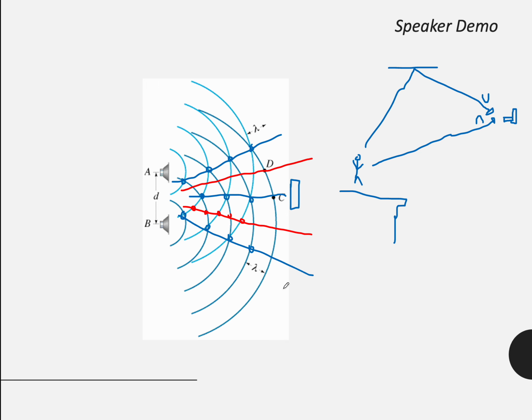You need to make sure that if you're sitting here in the middle of your stereo system, you've got the speakers set up so they're producing crests at the same time. That's why speakers have red and black wires, to make sure you have the polarity set right, so they move in and out the right way.